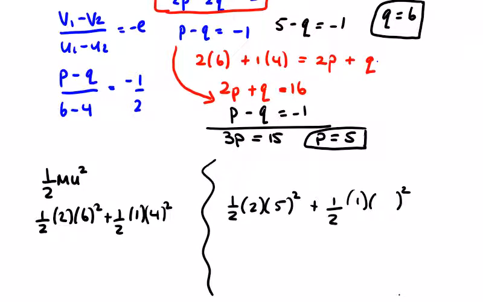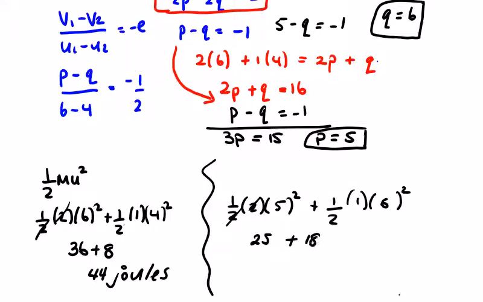So 5 and 6. So half the 2 and a half cancel on that one. So we're just going to get 36 plus a half of 16, which is 8. So we're going to get 44 joules for the kinetic energy before. Afterwards, these cancel. So we're going to get 25 plus a half of 36, which is 18. So we have 43 joules. So the loss in kinetic energy here is just 1 joule. It's gone from 44 to 43.